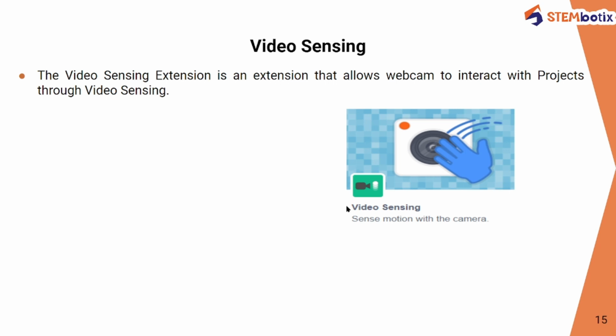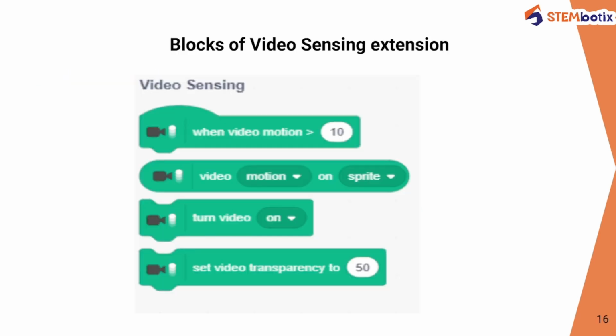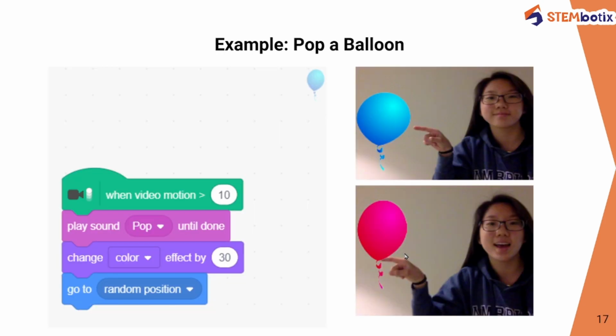It means it enables your webcam, and using that webcam you can make different projects and make your sprite and stage video sensing enabled. These are the four different blocks available for the video sensing extension. Using these four blocks, you can make any project and sense video on screen or on stage. This is one example we are going to make in Blockzie: Pop a balloon.